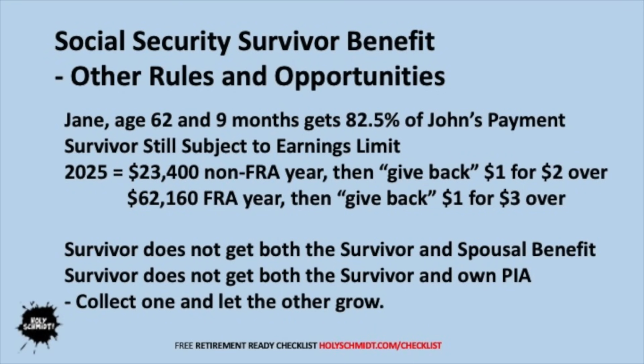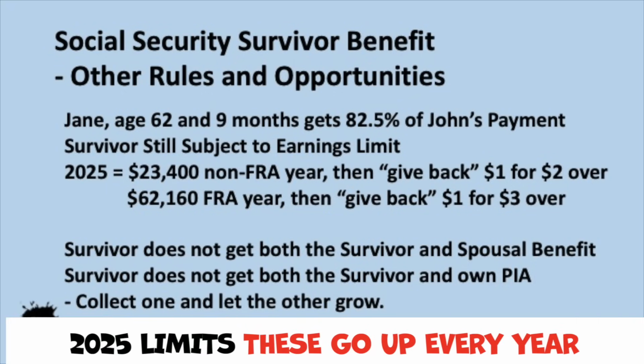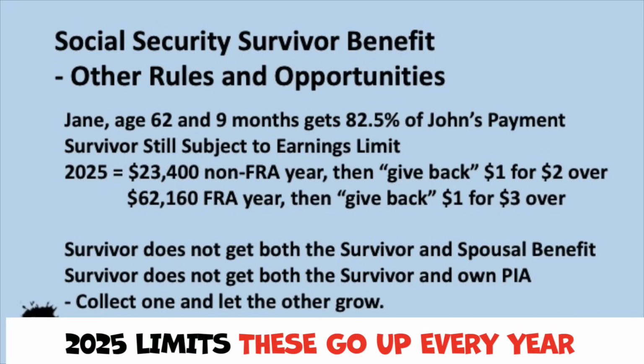It's important to note that the survivor benefit is subject to the same limits as the primary insurance amount, which means that if Jane is working and she earns in excess of $23,400 in any year, except for the year she reaches full retirement age, she has to give back $1 for every $2 earned in excess of this amount. If this is the year that she reaches full retirement age, but it's not her birthday yet, for any amount above $62,160, she has to give back $1 for every $3 above that amount.